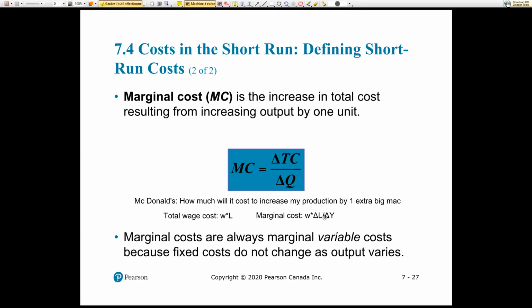So you see that here, and what was the marginal product? It was the increase in quantity, or I should use Q, sorry. So the increase in quantity divided by the increase in workers is the marginal product. And here the marginal cost is sort of the reverse of the marginal product.